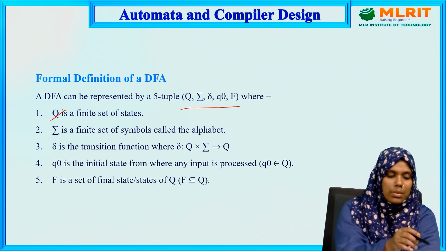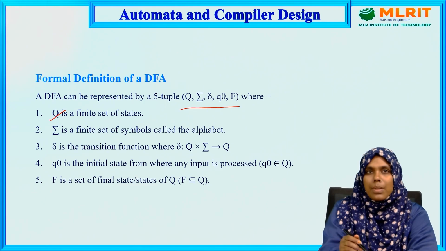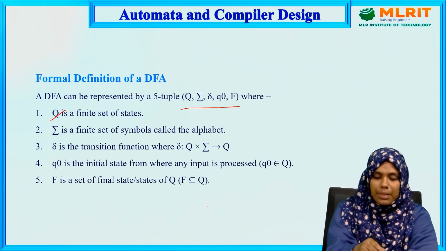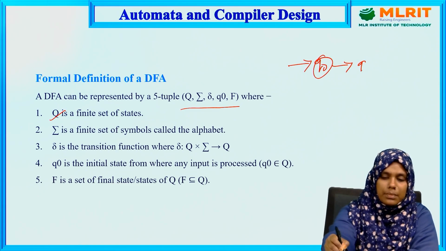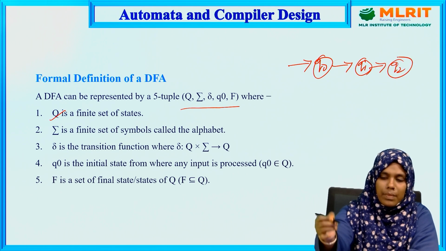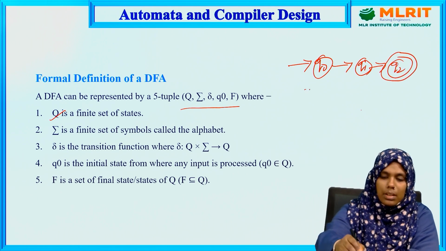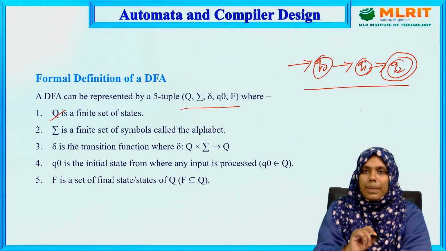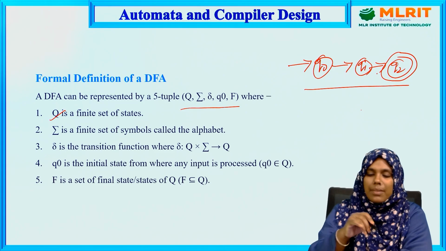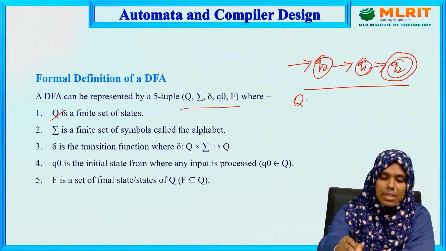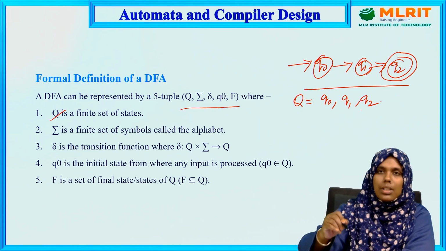Now coming to the first one, capital Q. Capital Q is the finite set of states. For example, if we take one example of a transition diagram, here capital Q will be the finite set of states. That means in the given transition diagram we have 3 states, so capital Q is equal to Q0, Q1 as well as Q2.